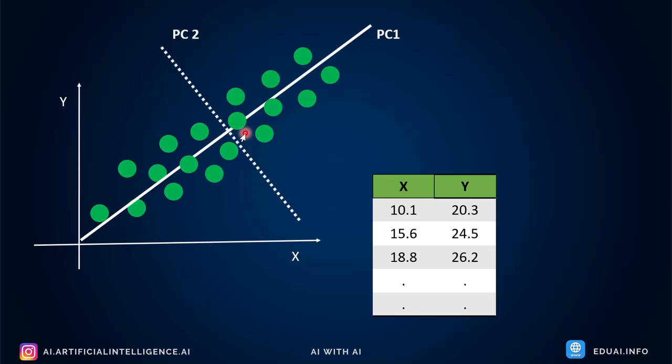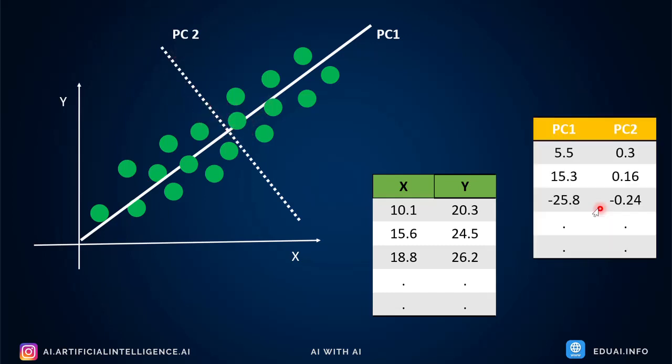And when it draws the PC2 line, it looks something like this, which is orthogonal to PC1, right? And this is how the new table of PC1 and PC2 would look. So this was the original data before, and after applying PCA, this is what we see.